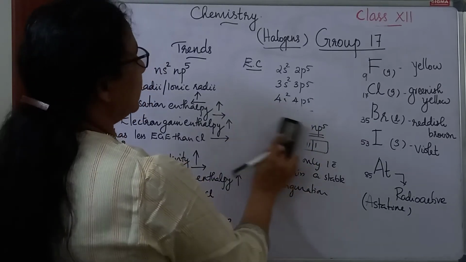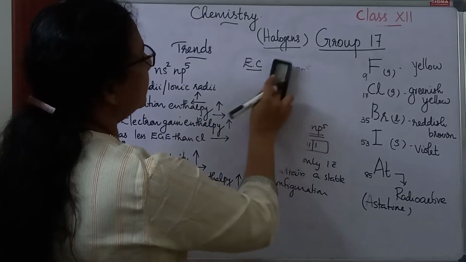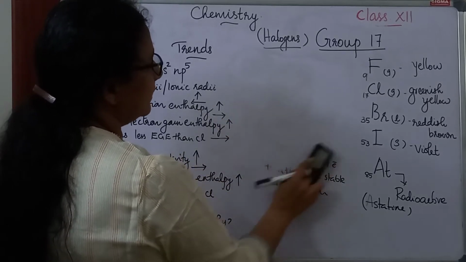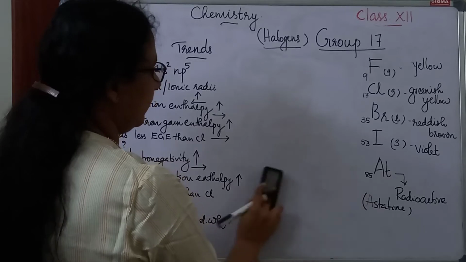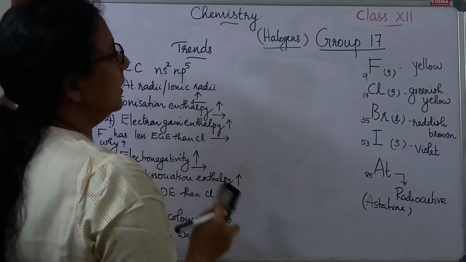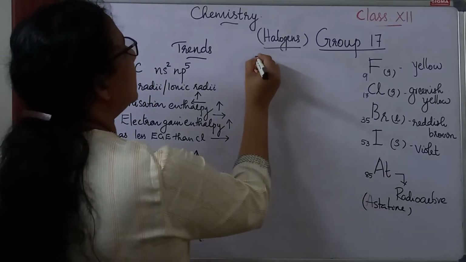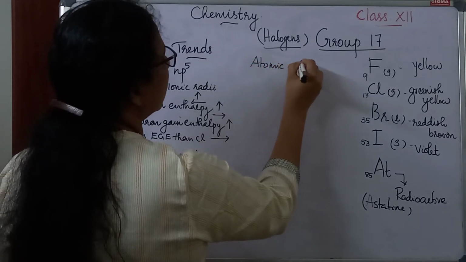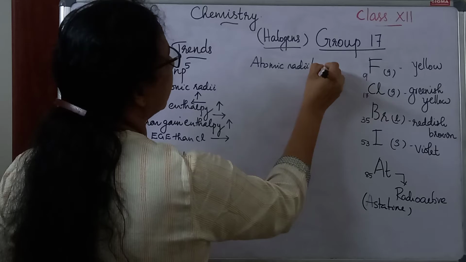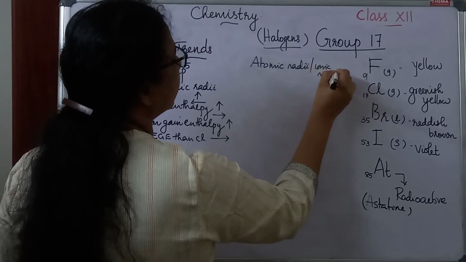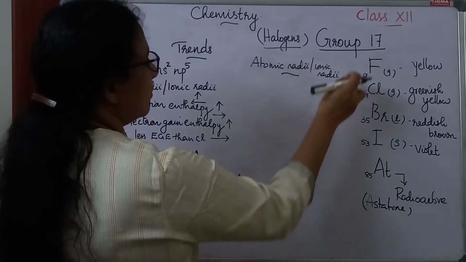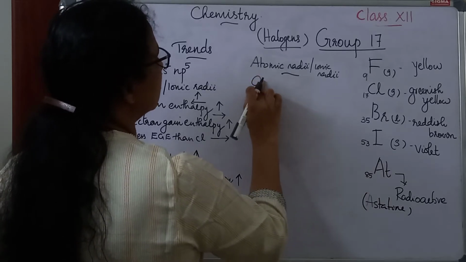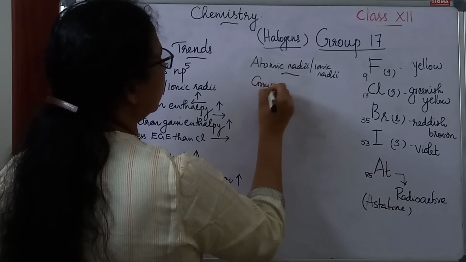Now let us see the atomic radii or ionic radii. Atomic radii and ionic radii are actually the measure of the size of the atom or ion. If you are considering an atom, it will be atomic radii. If it is an ion, it will be ionic radii. So when we are coming down the group, what happens to the atomic radii or ionic radii?